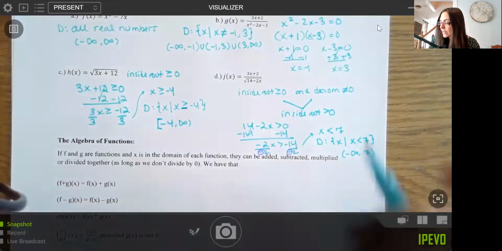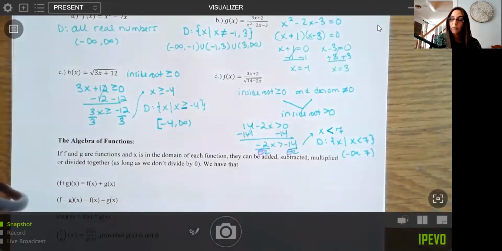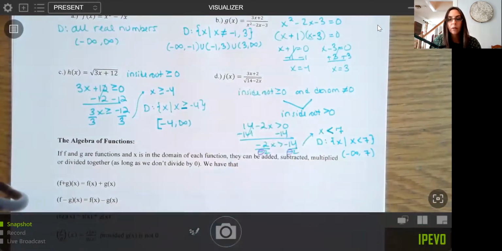And because it's strict less than, we're going to use a parenthesis there to show that the 7 is not included, right? If I plug in 7, it would make that denominator 0. So we don't want to include that end value here.